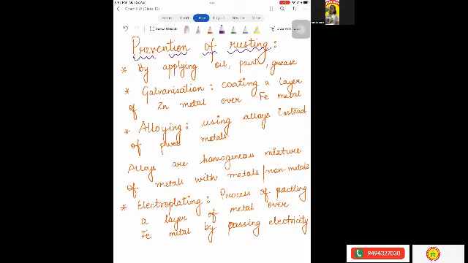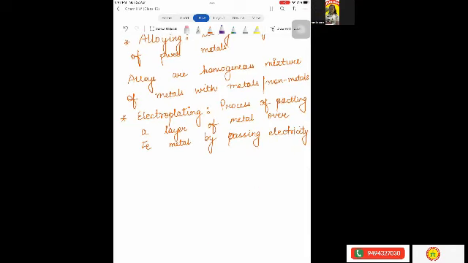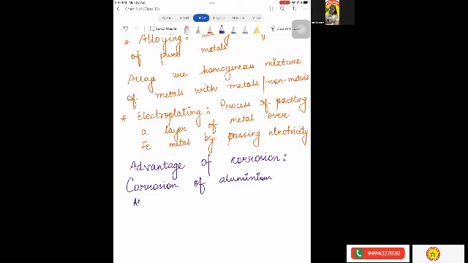Can we move further now? There is a type of corrosion which is advantageous for us. Now, what is that corrosion? That is the corrosion of aluminium. So what happens in case of corrosion of aluminium? The aluminium reacts with the oxygen from the air, leading to the formation of aluminium oxide.